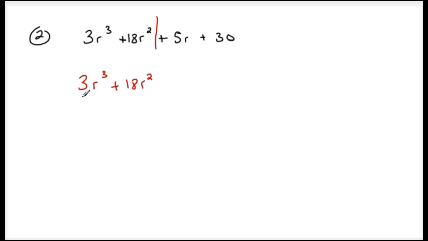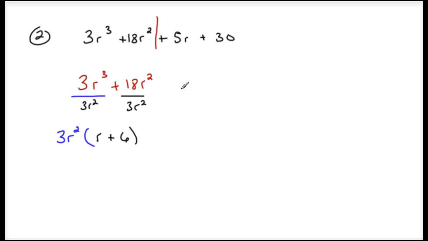What can I factor out of 3r cubed and 18r squared? 3r squared. Beautiful. I'm going to factor out 3r squared. Whatever's left is in parentheses, so I'm going to divide this term by 3r squared, and this term by 3r squared. When I divide both those terms by 3r squared, my first term I'm left with r plus 6. Beautiful, r plus 6.